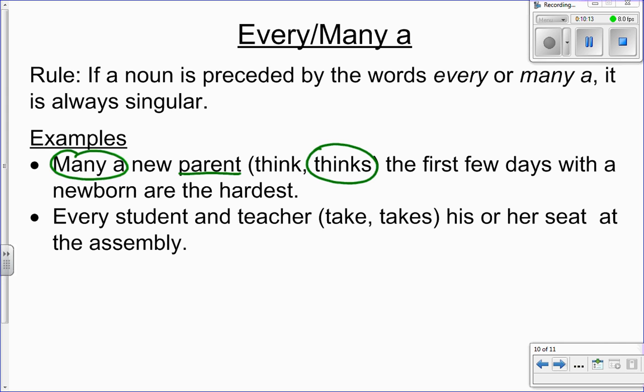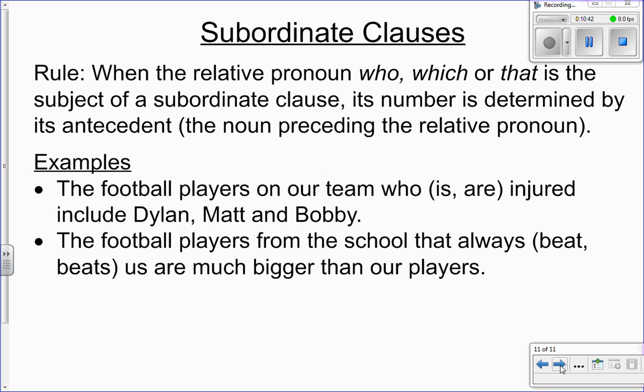Now, in the second example, it says every student and teacher takes his or her seat at the assembly. Now, this one's a little bit tricky. I see the word every in front, which says in the rule you always treat those nouns as if they're singular. It sounds plural, though, to say student and teacher, but you're saying every single student, every single teacher, every single one, which means it's actually singular, and I need the singular verb takes in that example. So again, every, many a, treat that noun as if it's always singular.